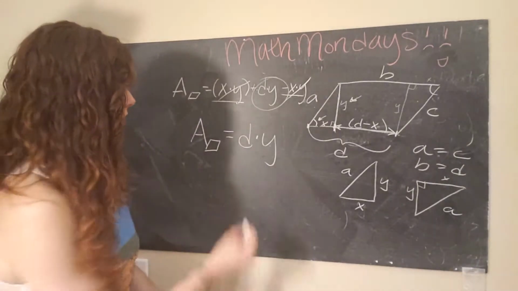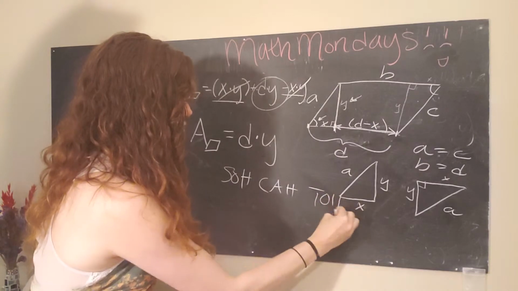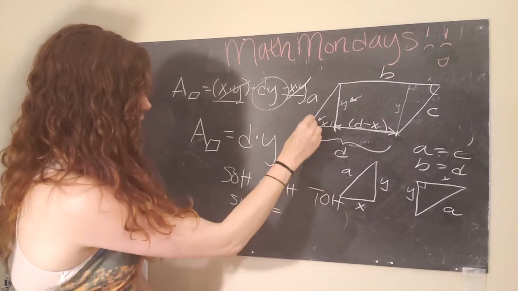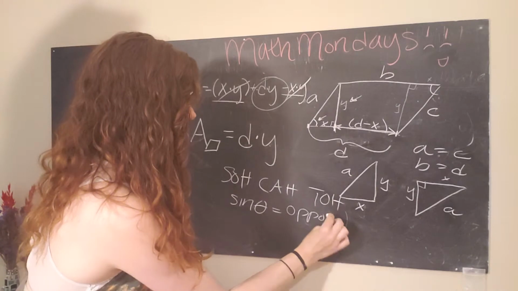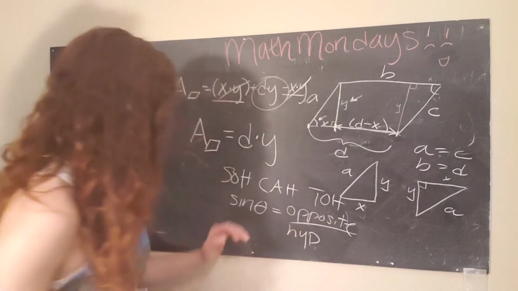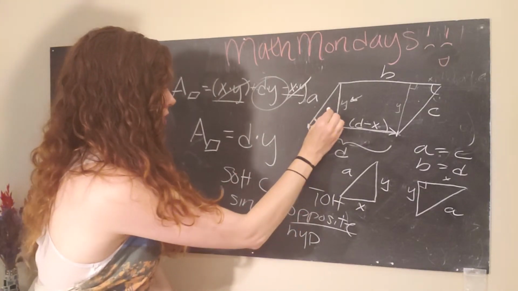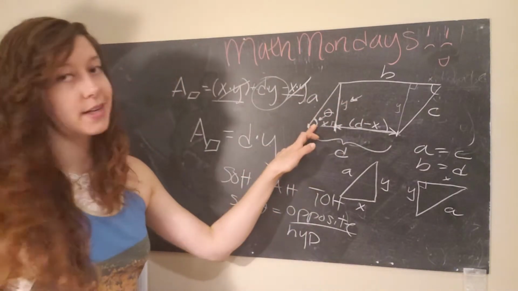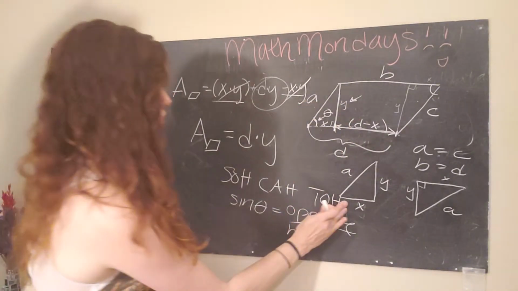So just remember, SOHCAHTOA, so sine of an angle is opposite over adjacent, or sorry, opposite over hypotenuse. This is why I have to write this down too. Etc. Cosine is adjacent over hypotenuse, so that means the sine of this angle is going to be y over a. The cosine of this angle is x over a, and tangent is SOHCAHTOA.